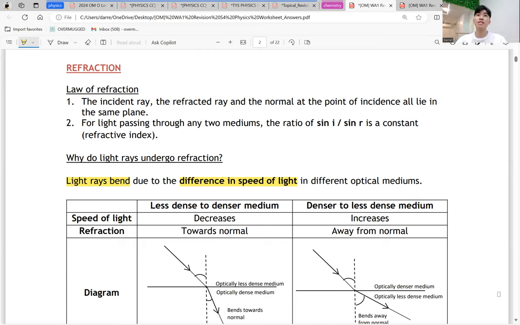All right, so it's because light travels faster in certain optical mediums and slower in the other. That's why the light ray will bend.